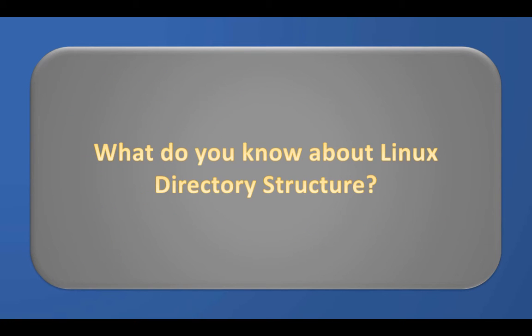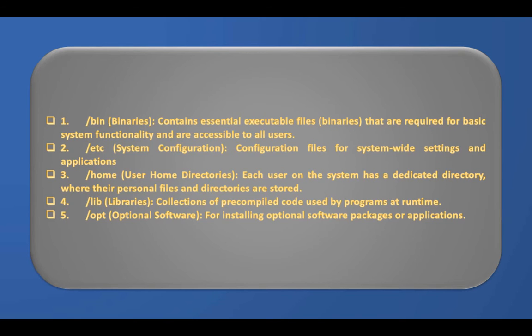What do you know about Linux directory structure? Bin, which means binaries, contains essential executable files that are required for basic system functionality and are accessible to all users. Etc is system configuration: configuration files for system-wide settings and applications. Home directory: each user on the system has a dedicated directory where their personal files and directories are stored.